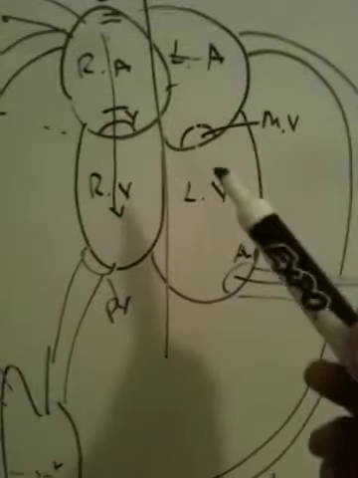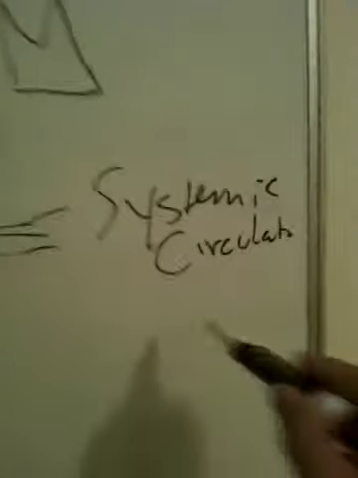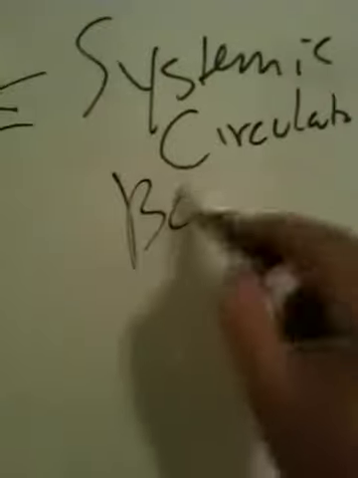That is pulmonary circulation. Blood that is already oxygenated, leaving the left ventricle through the aorta and going to the rest of the body, that is called systemic circulation. So this is going back to the rest of the body.